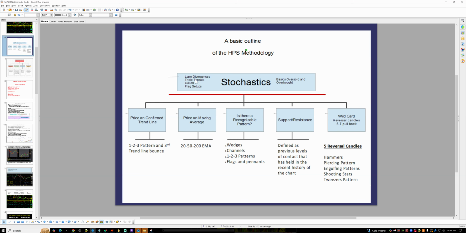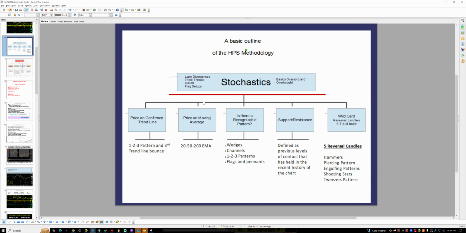The triple threat. Did I spell threat right? Maybe I didn't even spell that. Coiled. Hey, I'm not an English teacher, as you can tell. Basics, oversold. Anyway, stochastics.